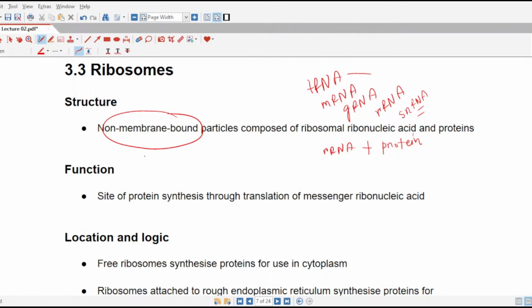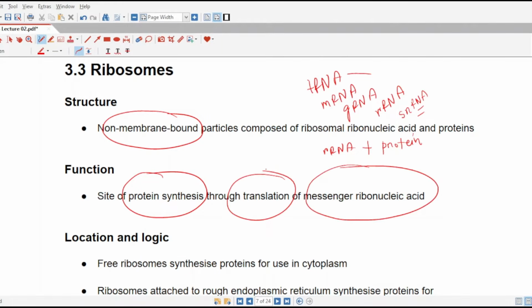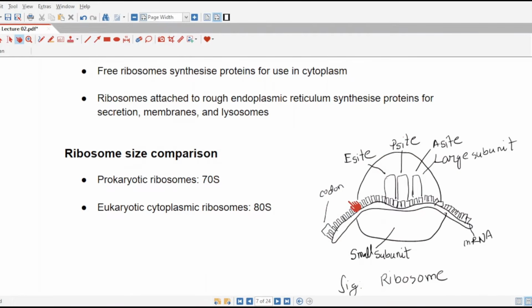After covering the structure, let's talk about the function. We have covered and we have said that ribosomes are the site of protein synthesis through translation of messenger ribonucleic acid. This mRNA works as a template, and if we draw roughly, then we see that, let's say this is ribosome, and in ribosome we see that mRNA sits, and mRNA has sugar bases.